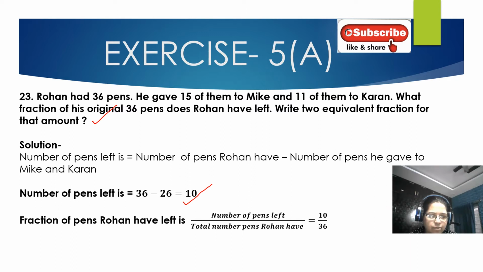Now we have to find the fraction of pens Rohan has left. Fraction of pens Rohan has left is the number of pens left divided by the total number of pens Rohan had. The number of pens left is 10, divided by the total number of pens Rohan has, which is 36. So the fraction of pens Rohan has left is 10 divided by 36.